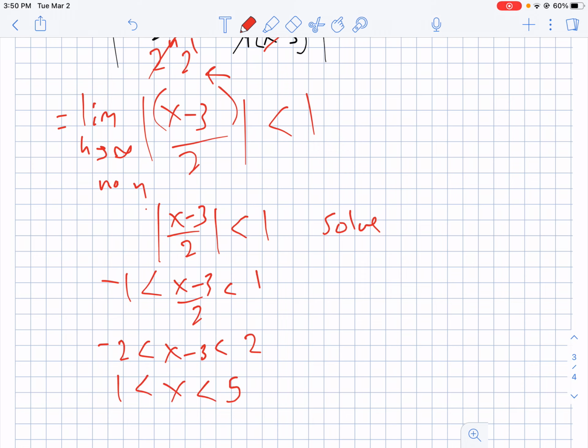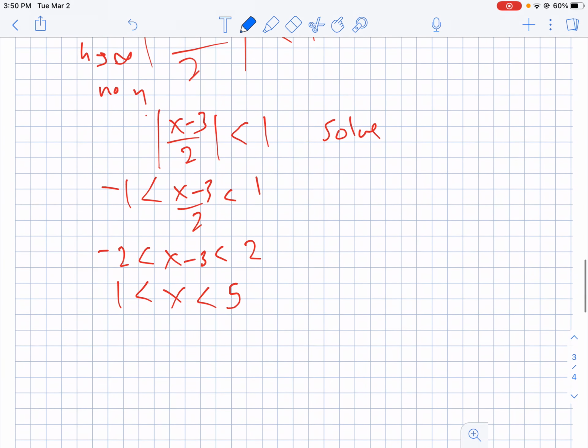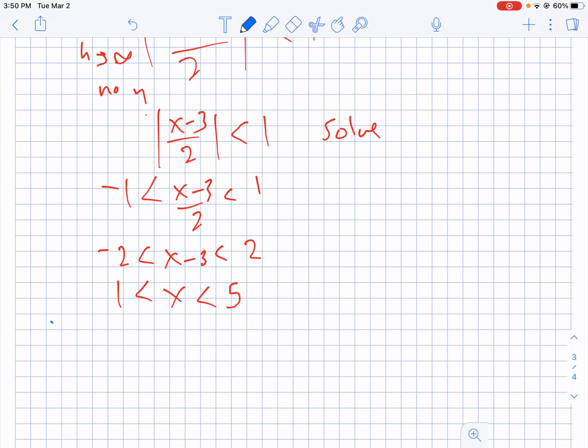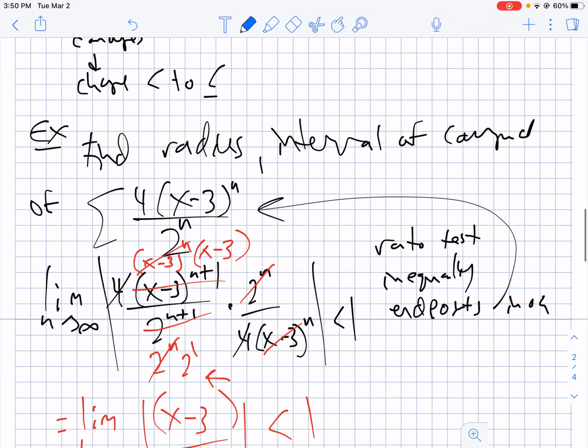Okay, so let's go ahead now, and my last step here, this is going to be my interval, it's going to mostly look like that. Now let's check the endpoints. And again, we want to be very specific and very explicit in how we plug these in. So when I plug these in, I'm going back to my original equation right here.